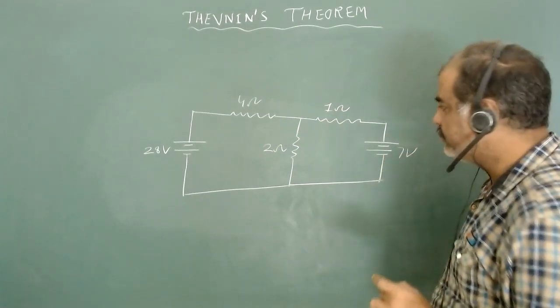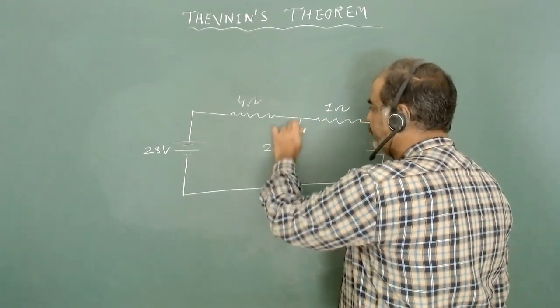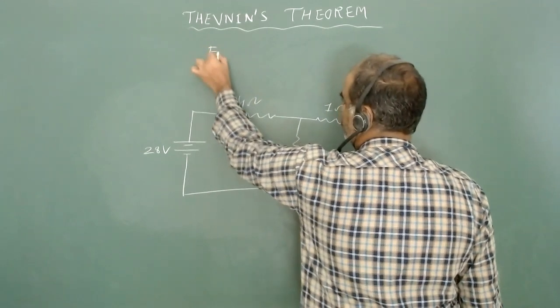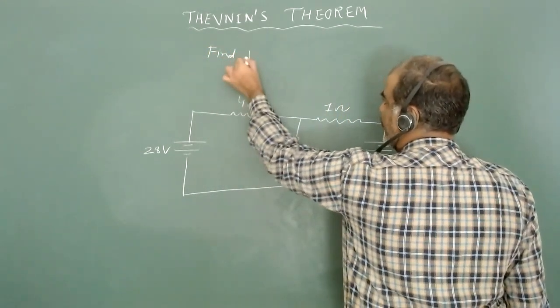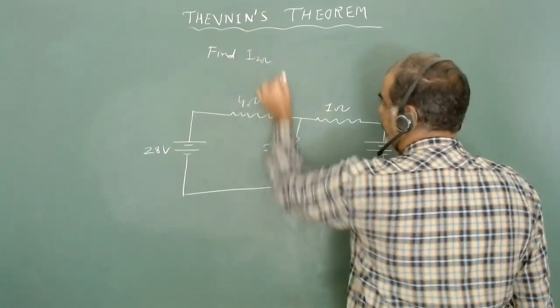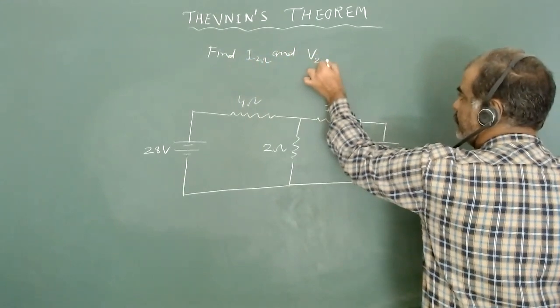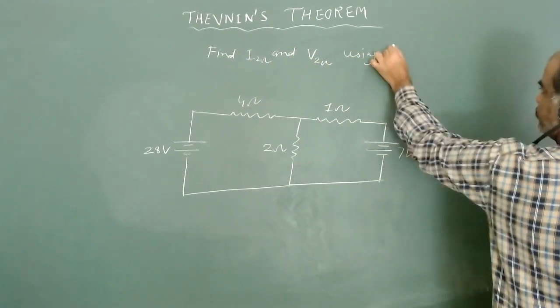Now I want to calculate the voltage and current across this 2 ohm resistance. Find I 2 ohm and V 2 ohm using Thevenin's theorem.